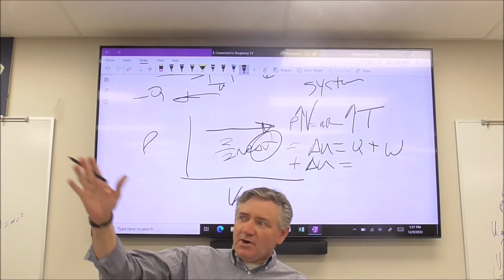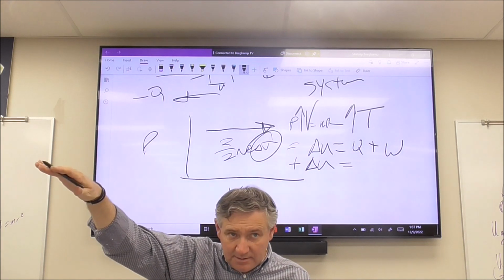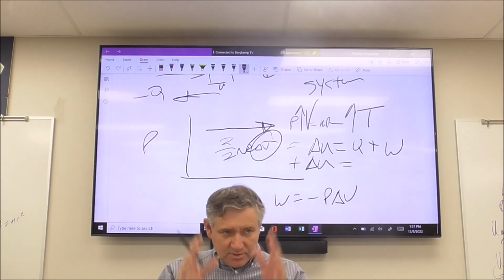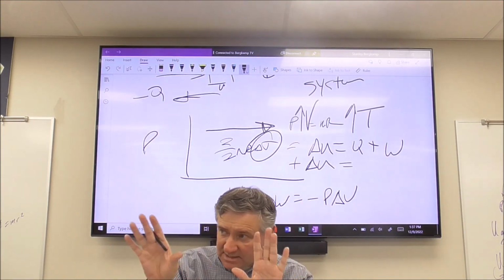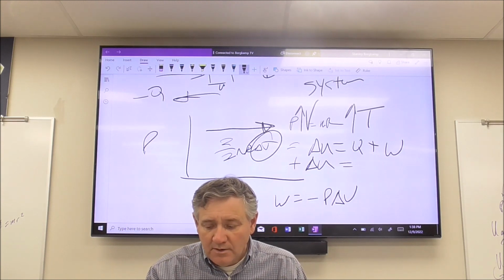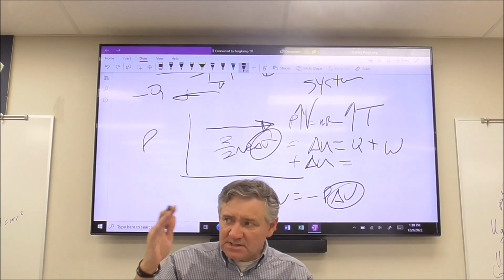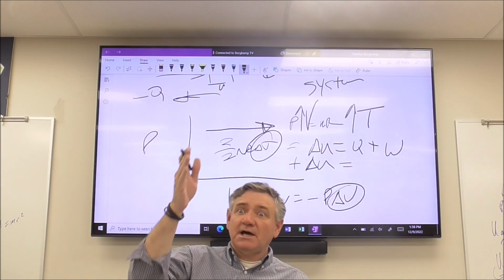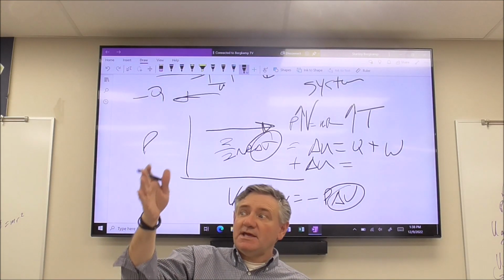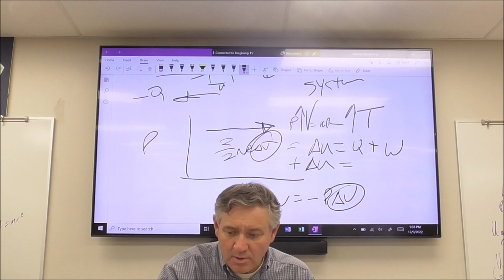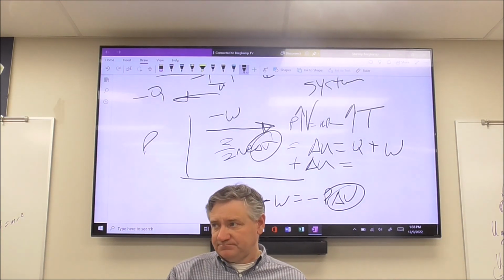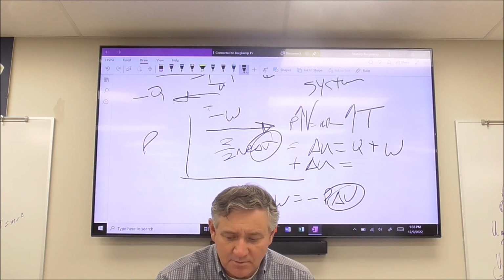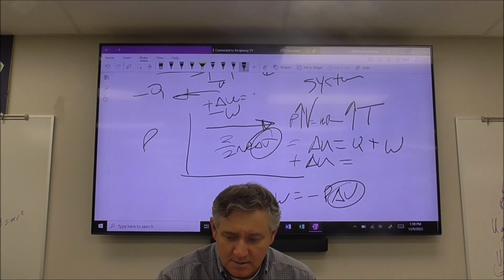Now, because my volume is getting bigger and it's a horizontal line, my work is going to equal negative P delta V. It's a rectangle. The negative sign is there to make the sign conventions work. Volume is getting bigger, so what's the sign of my delta V? Positive. So a positive delta V multiplied by a negative sign gives me a negative work. So my work going across is going to be negative. But my delta U is going to be a positive value.